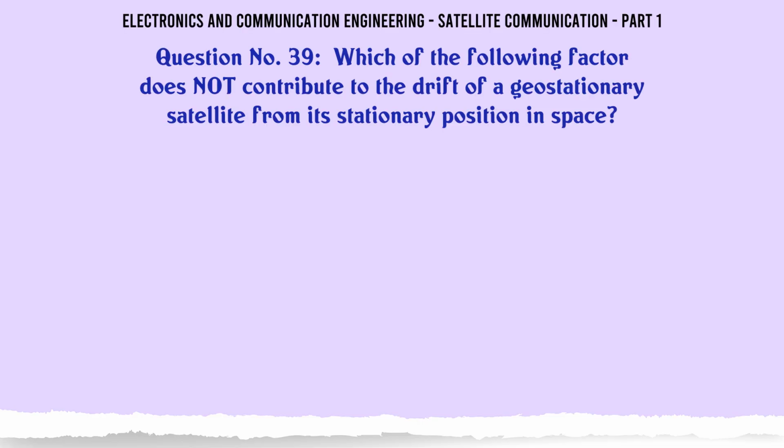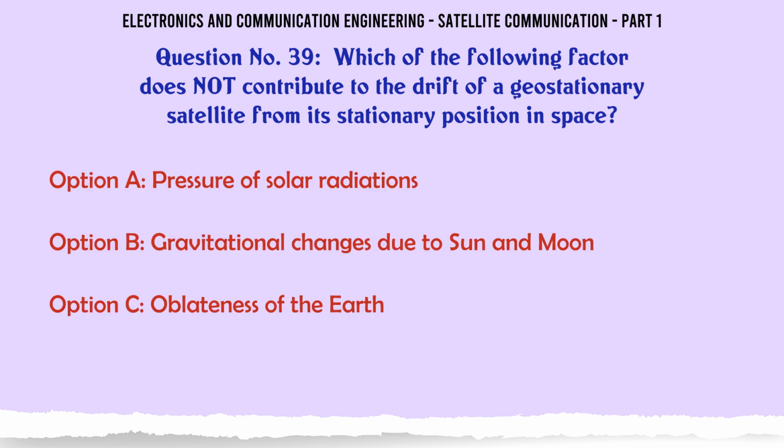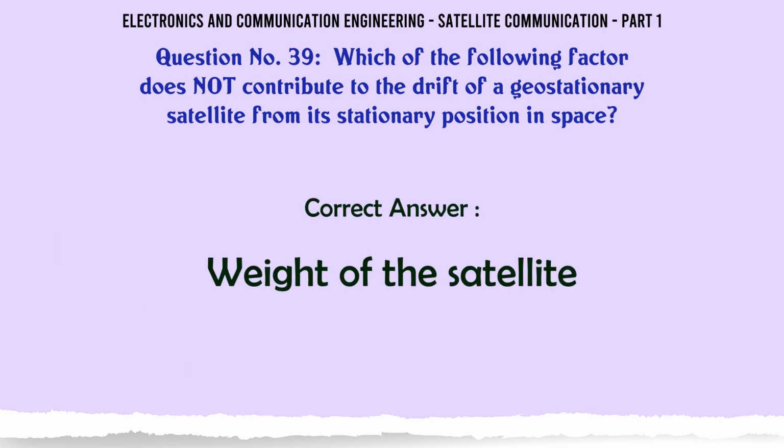Which of the following factors does not contribute to the drift of a geostationary satellite from its stationary position in space? A. Pressure of solar radiation. B. Gravitational changes due to Sun and Moon. C. Oblateness of the Earth. D. Weight of the satellite. The correct answer is weight of the satellite.